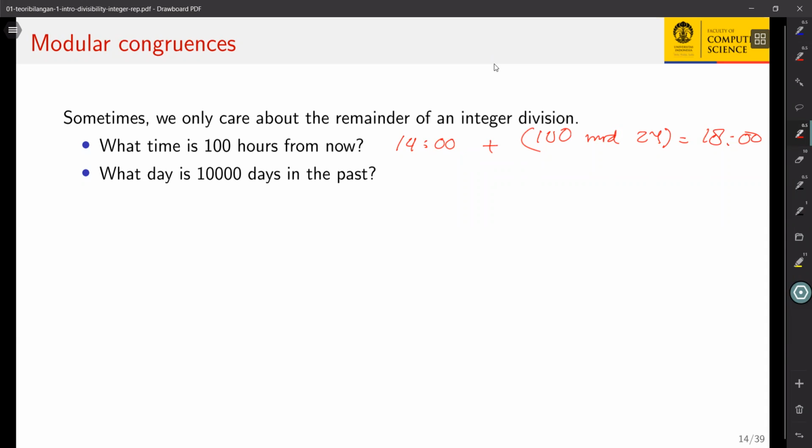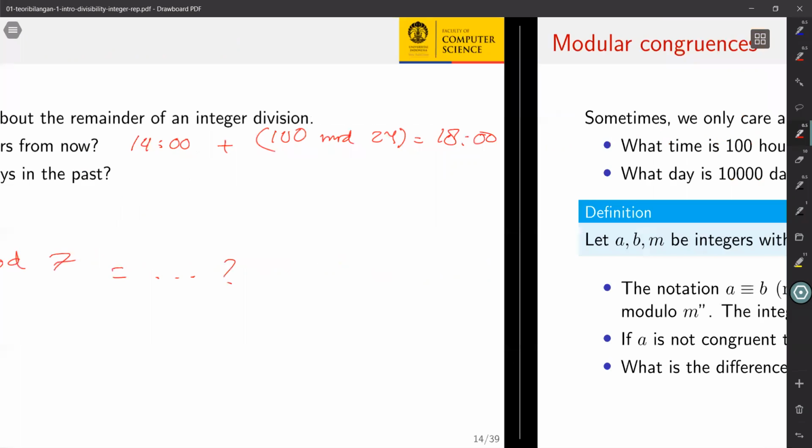Similarly, what day is it 10,000 days in the past, right? You could do this by taking today's day, for example, Thursday, and computing 10,000 mod 7. Then you do the subtraction easily after you get it. So essentially, there are questions in which we only want to know the remainder of an integer division. So that means we could do some arithmetic with this, right?